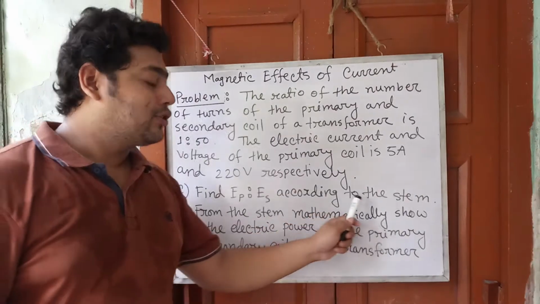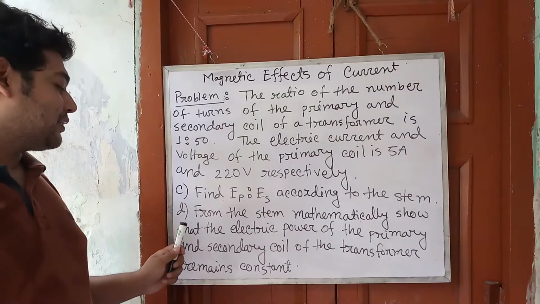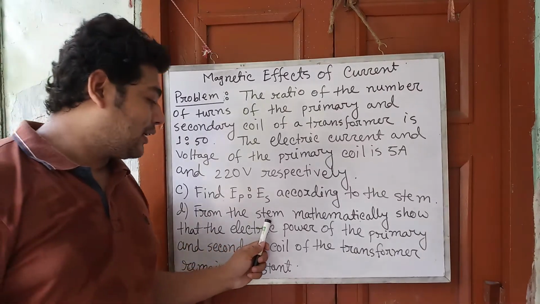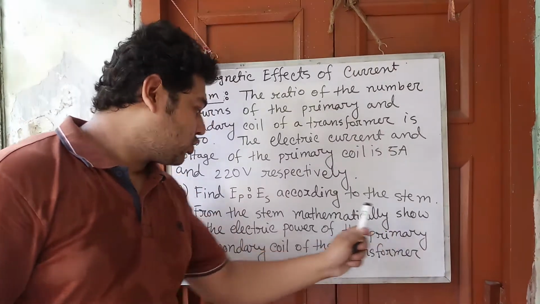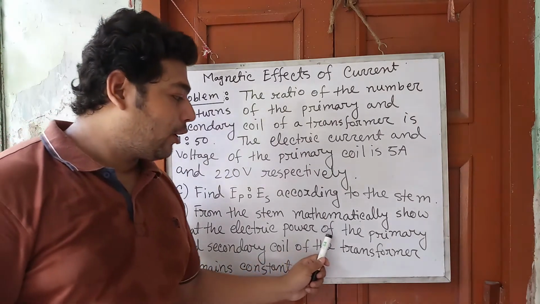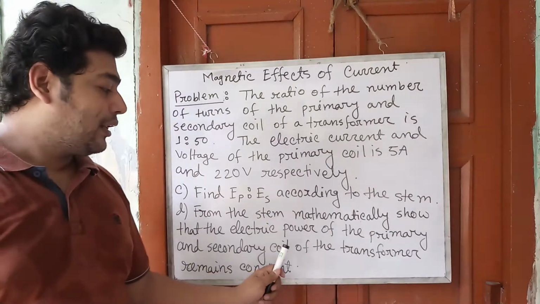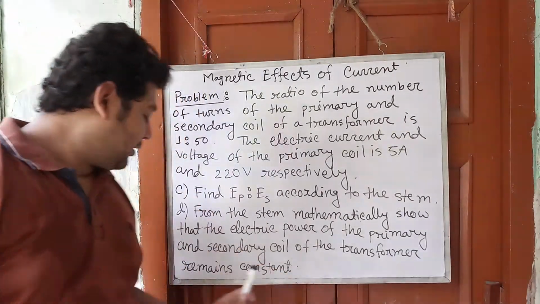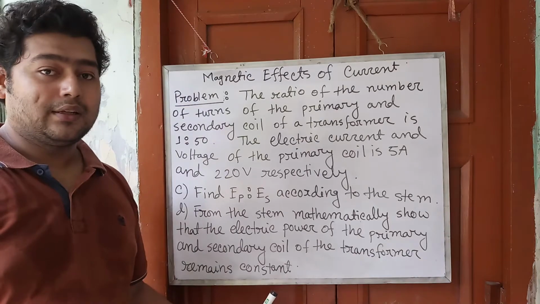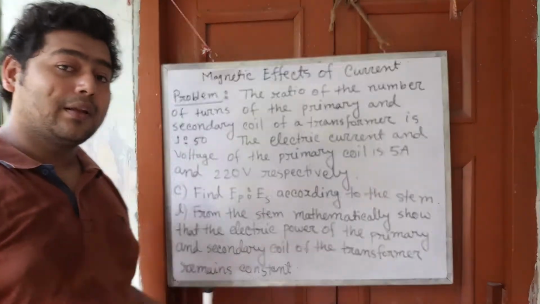Then we need to determine, for question number C, find EP is to ES according to the stem, and our question number D is, from the stem, mathematically show that the electric power of the primary and secondary coil of the transformer remains constant. This is another type of mathematical problem.